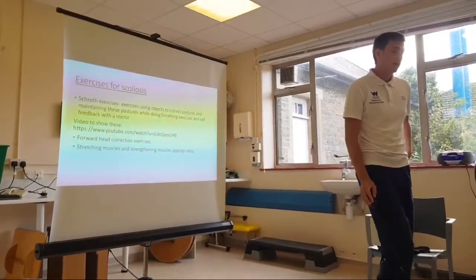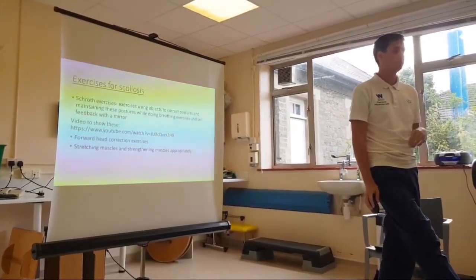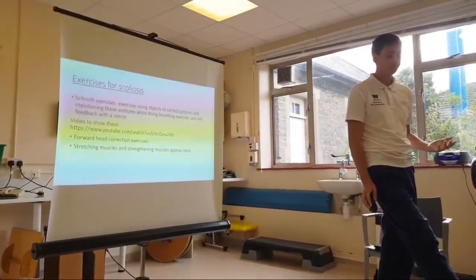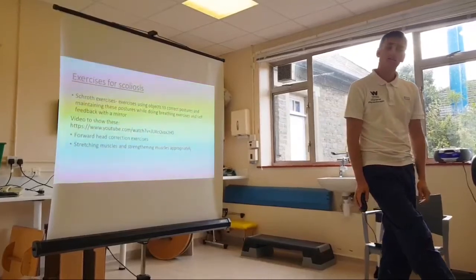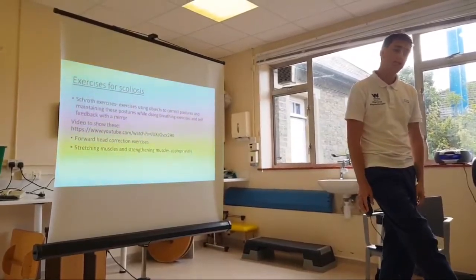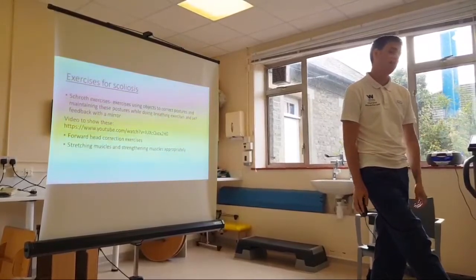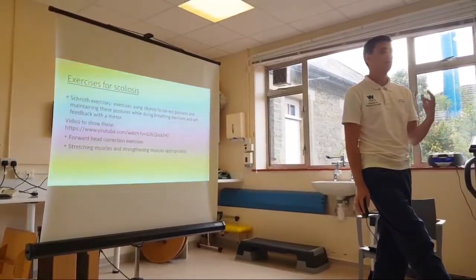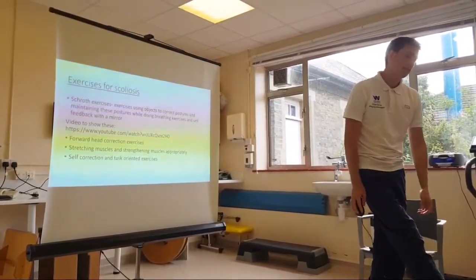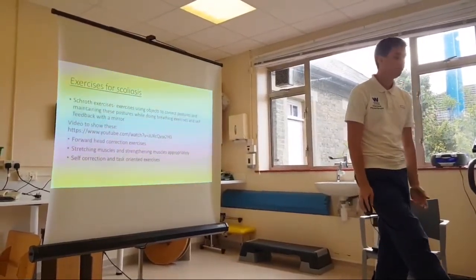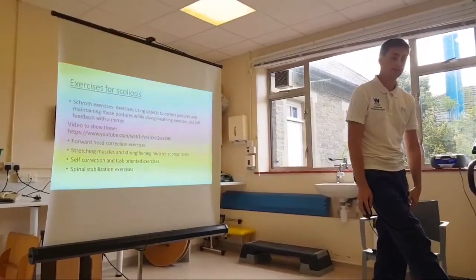So we've got forward head correction exercises. That's looking at head posture and shoulder posture and seeing how that's affected. Stretching exercises and strengthening exercises, strengthening muscles appropriately. As a standard, as always, assess, see what you find, treat what you find. Self-correction and task-orientated exercises as well. That's the other ones there. And spinal stabilization exercises.